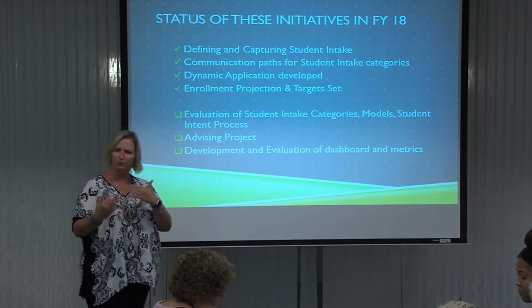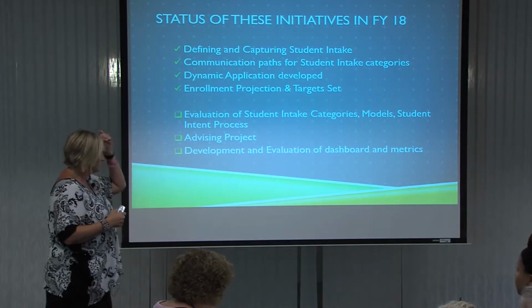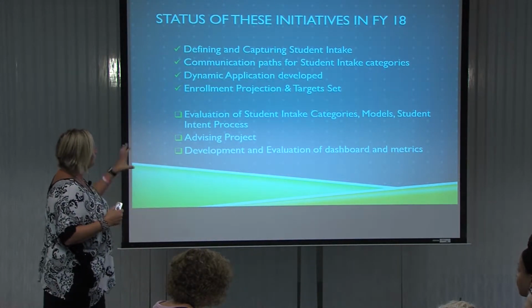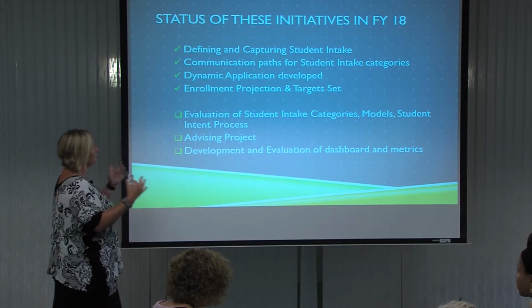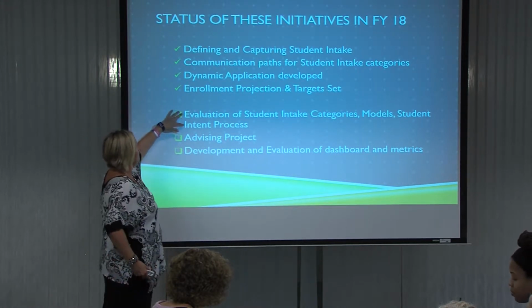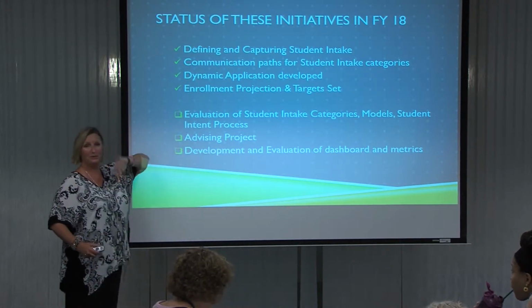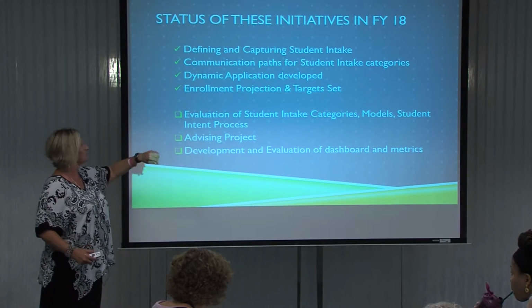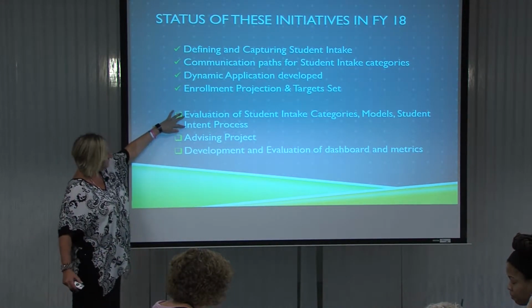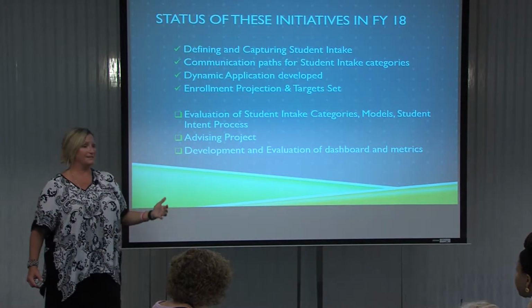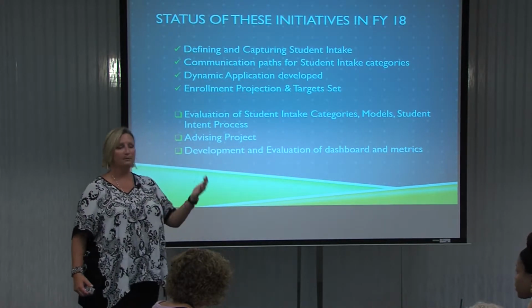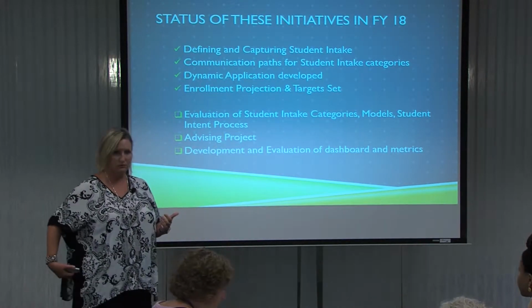So it was a little different approach to setting enrollment projections. The 3 that are still in process that didn't go forward, we really haven't had time to evaluate the student intake because it's only been in place for about 2 or 3 months. So this year we will do some evaluation of those categories. Who are we missing? Do we need to separate out degree and certificate seeking students or not?